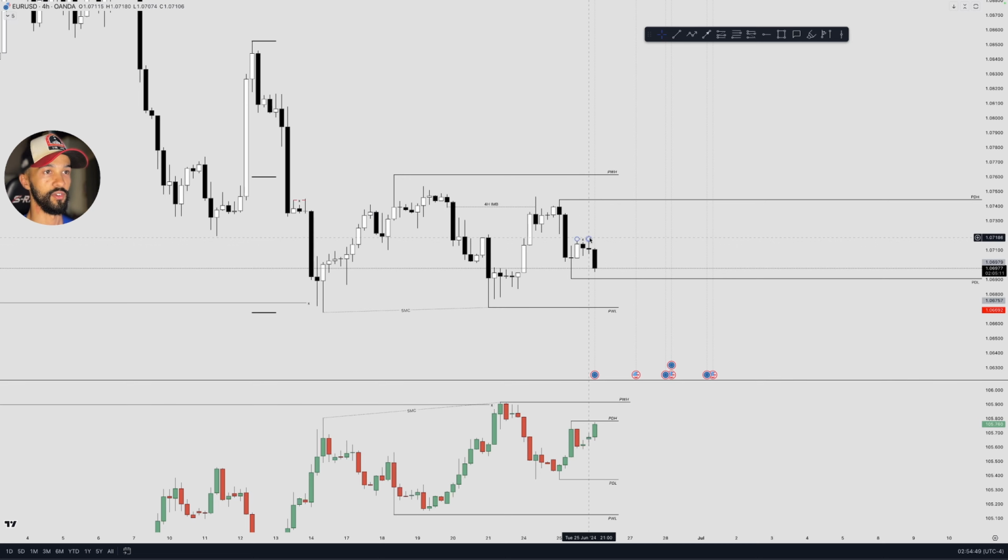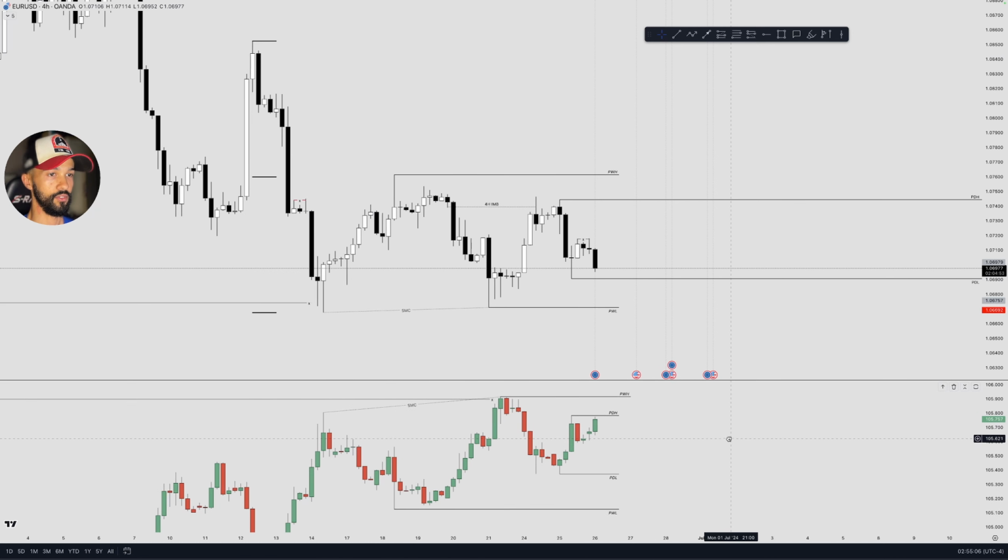So buy side liquidity on our side, a bit of a mitigation of this POI here, but overall, yes, we have a bit more of a confusing high time frame picture lately because of this. However, we're still overall in a bearish trend.